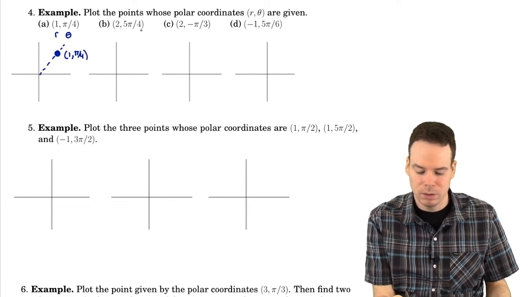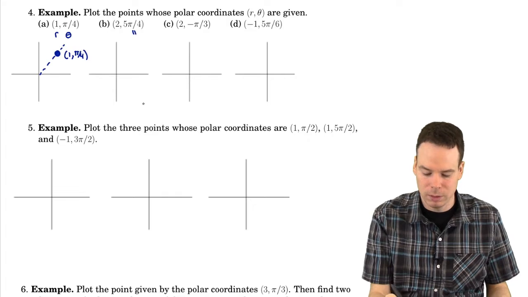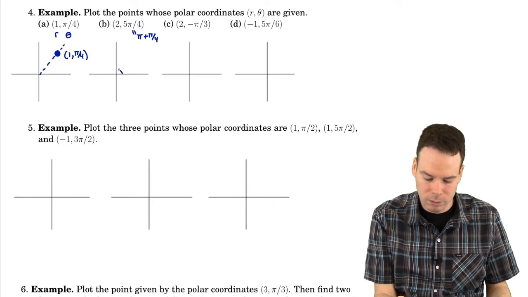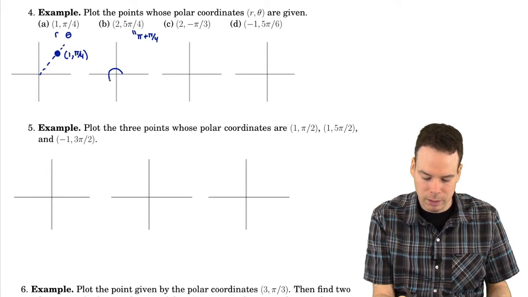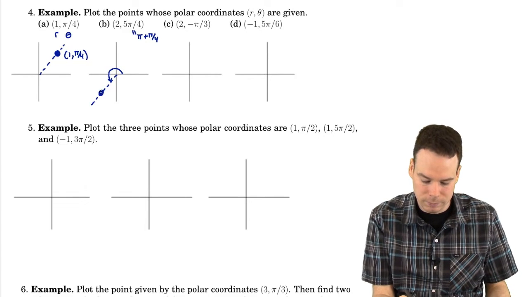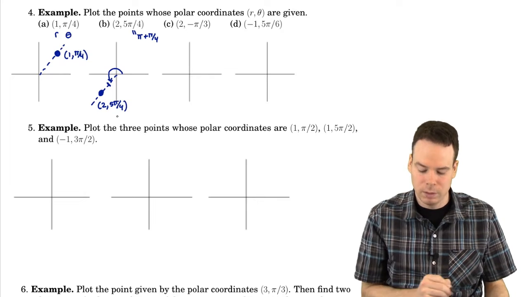What about this next point? (2, 5π/4). Well, I can think of 5π/4 as π plus π/4. So that's going around to π, and then π/4 more. So I'm along this line segment. How far along? 2 units along. So maybe there's 1 unit and there's 2 units. So there's (2, 5π/4).